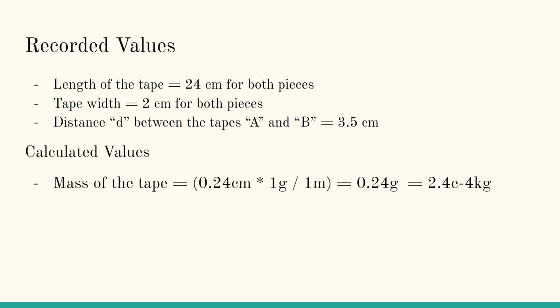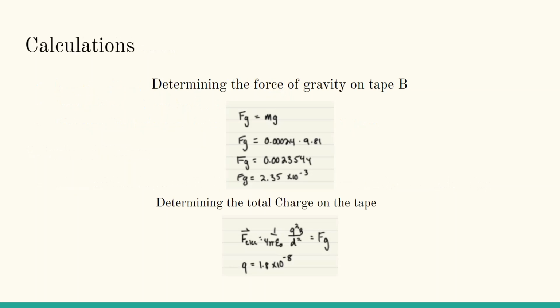The values that we recorded for this lab are first the length of the tape, which is 24 centimeters for both pieces, the tape width, which is 2 centimeters for both pieces, and the distance D between the tapes A and B in our experiment, which in this case is 3.5 centimeters. Finally, using these, we calculated the mass of the tape to be 2.4 e to the negative 4 kilograms. Here are some more of the calculations that we did. The first is determining the force of gravity, in which we used the mass value that we found earlier. And the second is setting the force of gravity equal to the electric force in order to find the total charge on the tape.